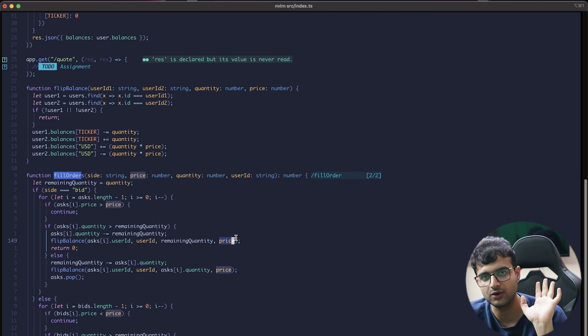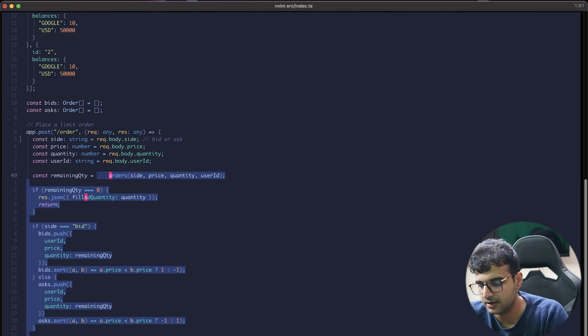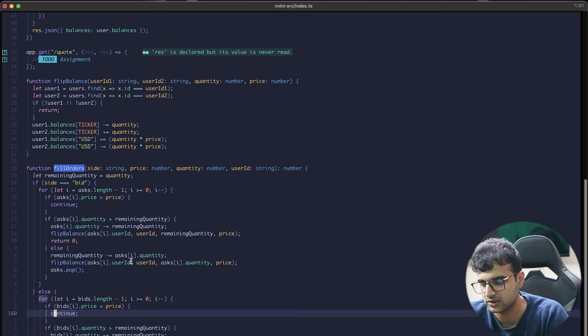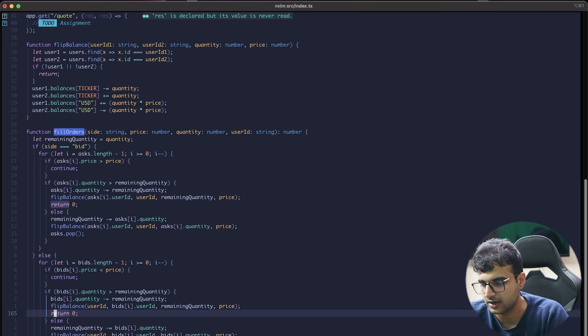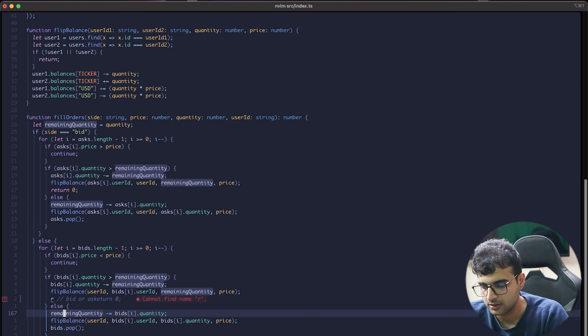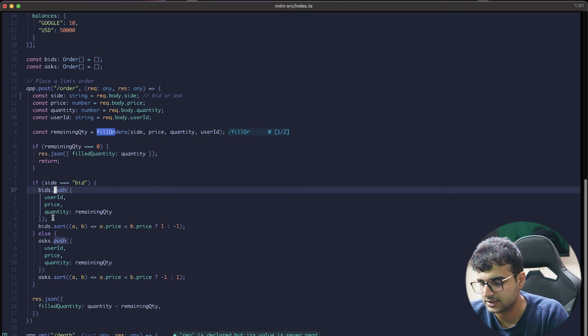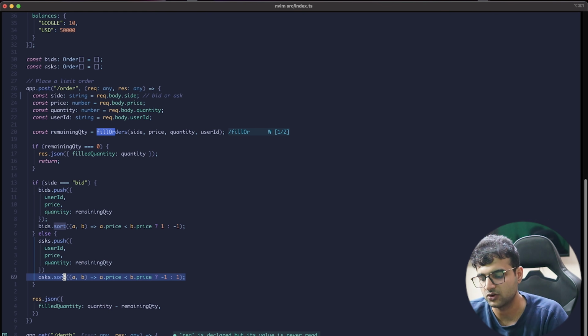This should be something else. I don't know what you have to figure out. And the other bug is the fill orders function, I think, is not sorting bids and asks correctly. Oh, sorry, not the fill orders function. The /order endpoint is not sorting the bids and the asks correctly. I think that's sorting it the other way.